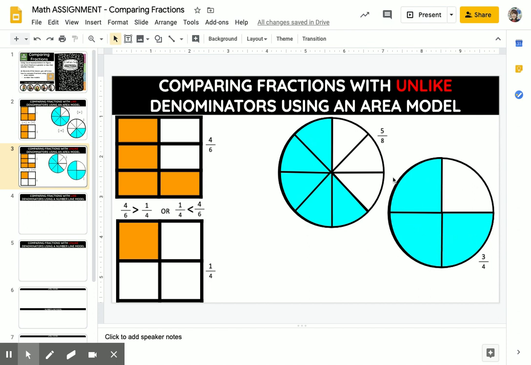As you can see, this circle has more sections shaded in, not necessarily more sections, but more space shaded in, meaning 3/4 is greater than 5/8. Or you can say 5/8 is less than 3/4. When you are creating your own models, it is very important to create a shape that is the exact same size before cutting them into different pieces.